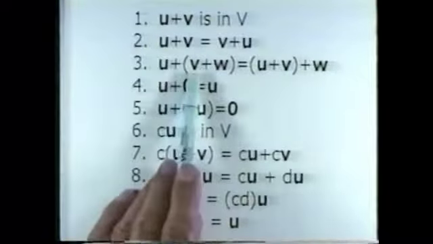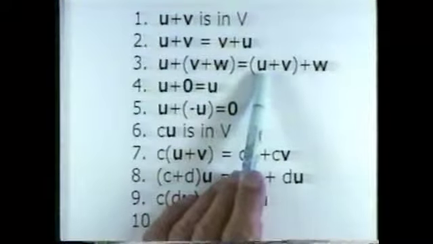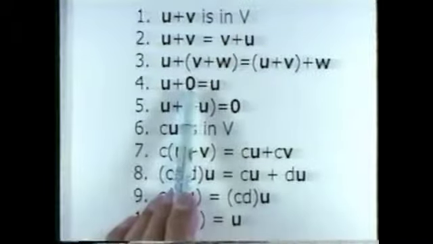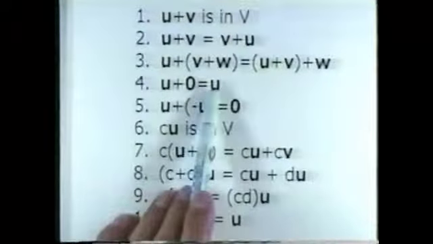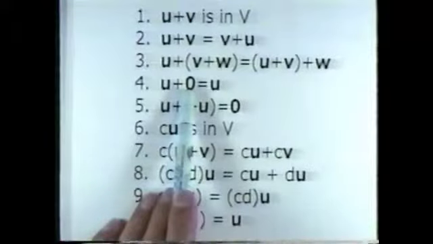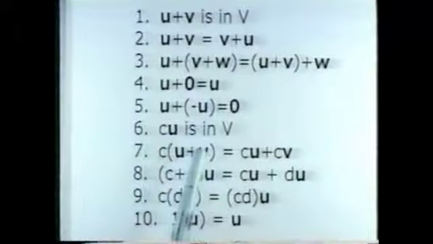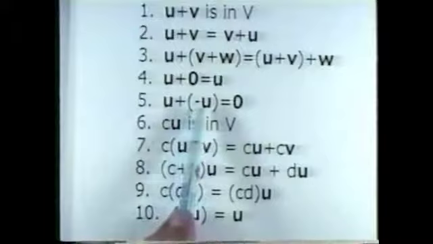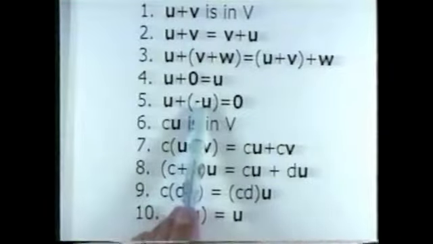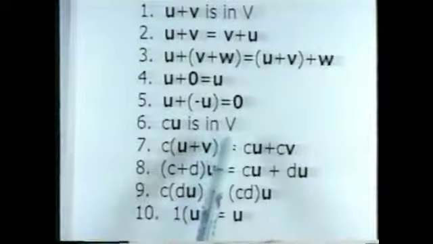The associative property of vector addition: I can change the grouping. Rather than grouping v and w, I can group u and v. We have the identity element, so that u plus the identity element is equal to u. So any vector u plus the identity element is equal to u. Also, we must have an inverse element, so that u plus the inverse element is 0.